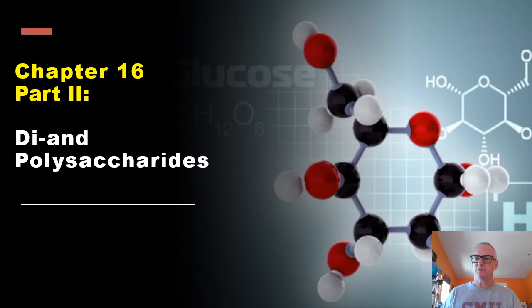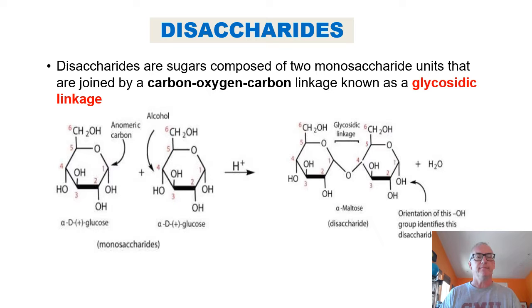And we'll see that there's a wide variety of disaccharides. So basically, you take any two monosaccharide units, generally the six carbon monosaccharides, and you link them together with a carbon-oxygen-carbon linkage known as a glycosidic linkage. And this is the glycosidic linkage here.